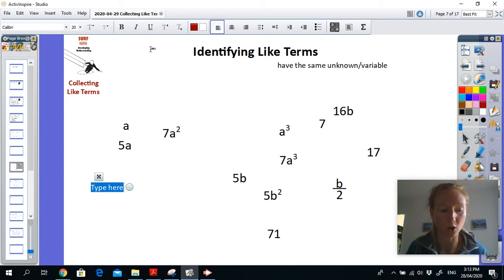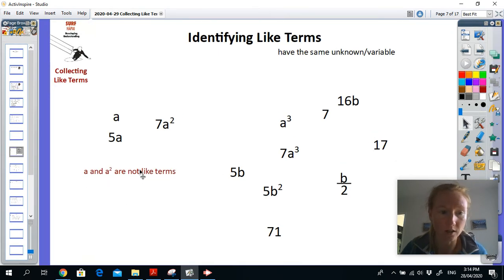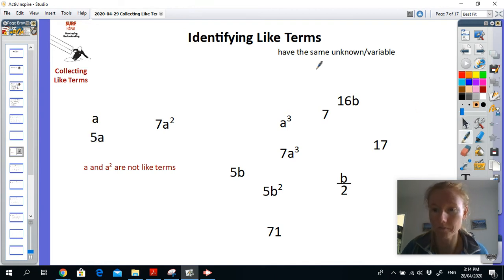So if you didn't know that, or that's a reminder for you, you're going to write that down there. A and a squared are not like terms. So these two are a group here. Okay. Those two are like terms, but this one does not go with them.